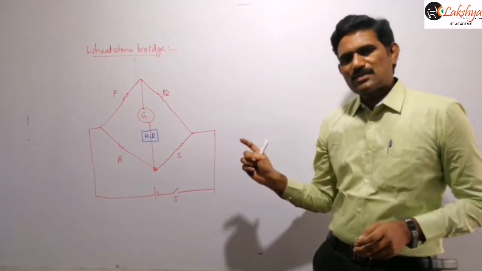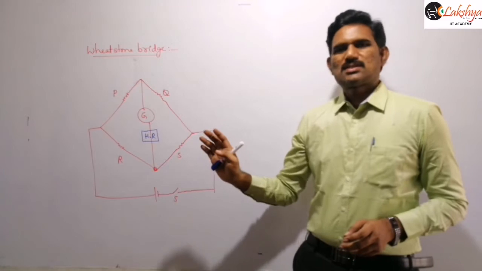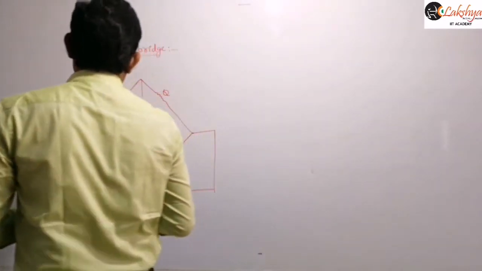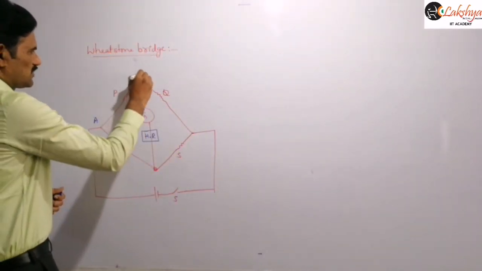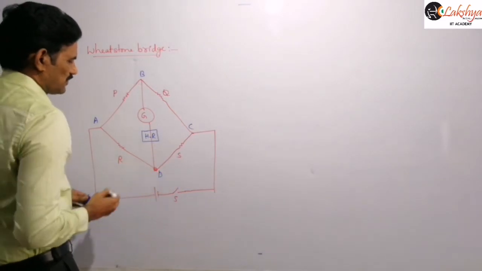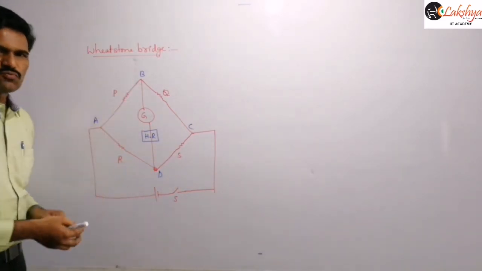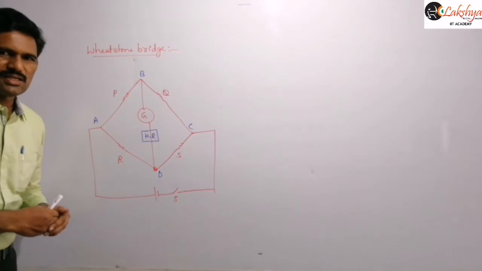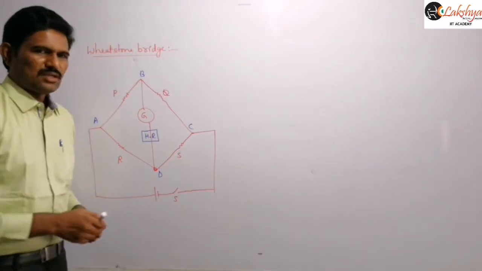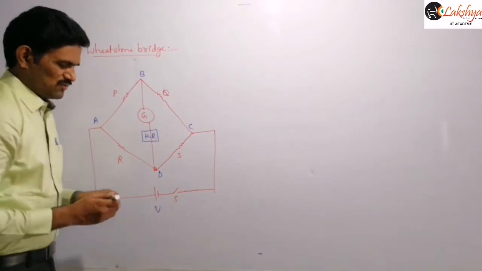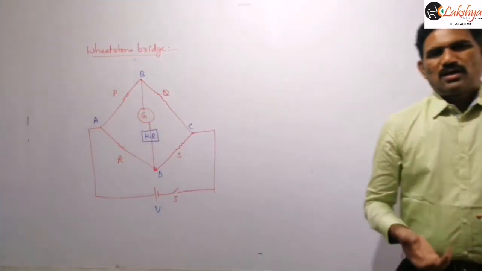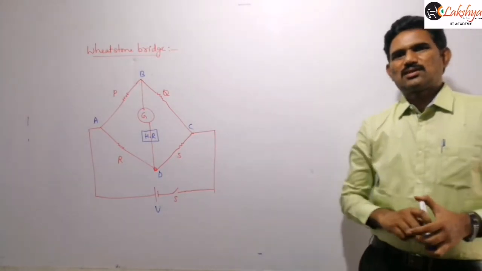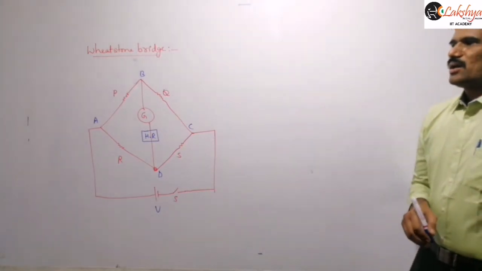So P, Q, R, S are the 4 resistors, connected in the form of a quadrilateral, and between 2 junctions we connect the galvanometer. I am taking these junctions as A, B, C, D. Between 2 junctions, B and D, we connect a galvanometer, and between the 2 opposite junctions, A and C, we connect a cell. Let us suppose V is the EMF of that cell. That is the standard, basic circuit diagram for the Wheatstone bridge.